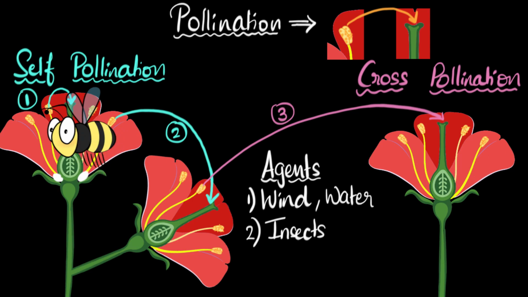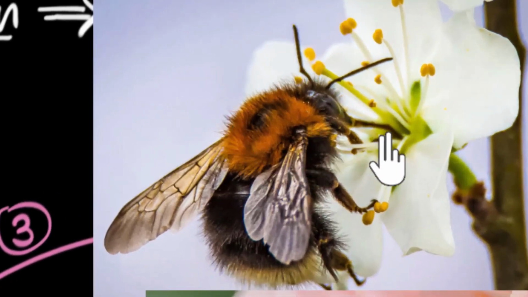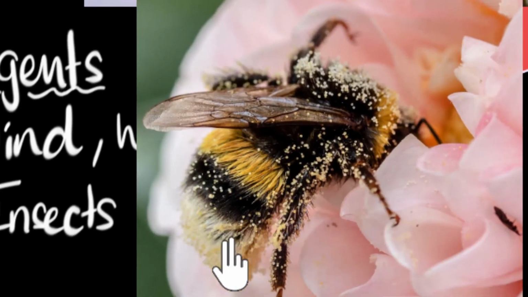Let me show you a couple of photos of that. Here on the top, you can see a bee drinking nectar from the flower. And as a result, you can see it's resting its legs on one of the anthers. And so pollen grains can easily stick to the bee. In the second case, you can see a lot of pollen grains sticking to this bee. This bee has been super busy.